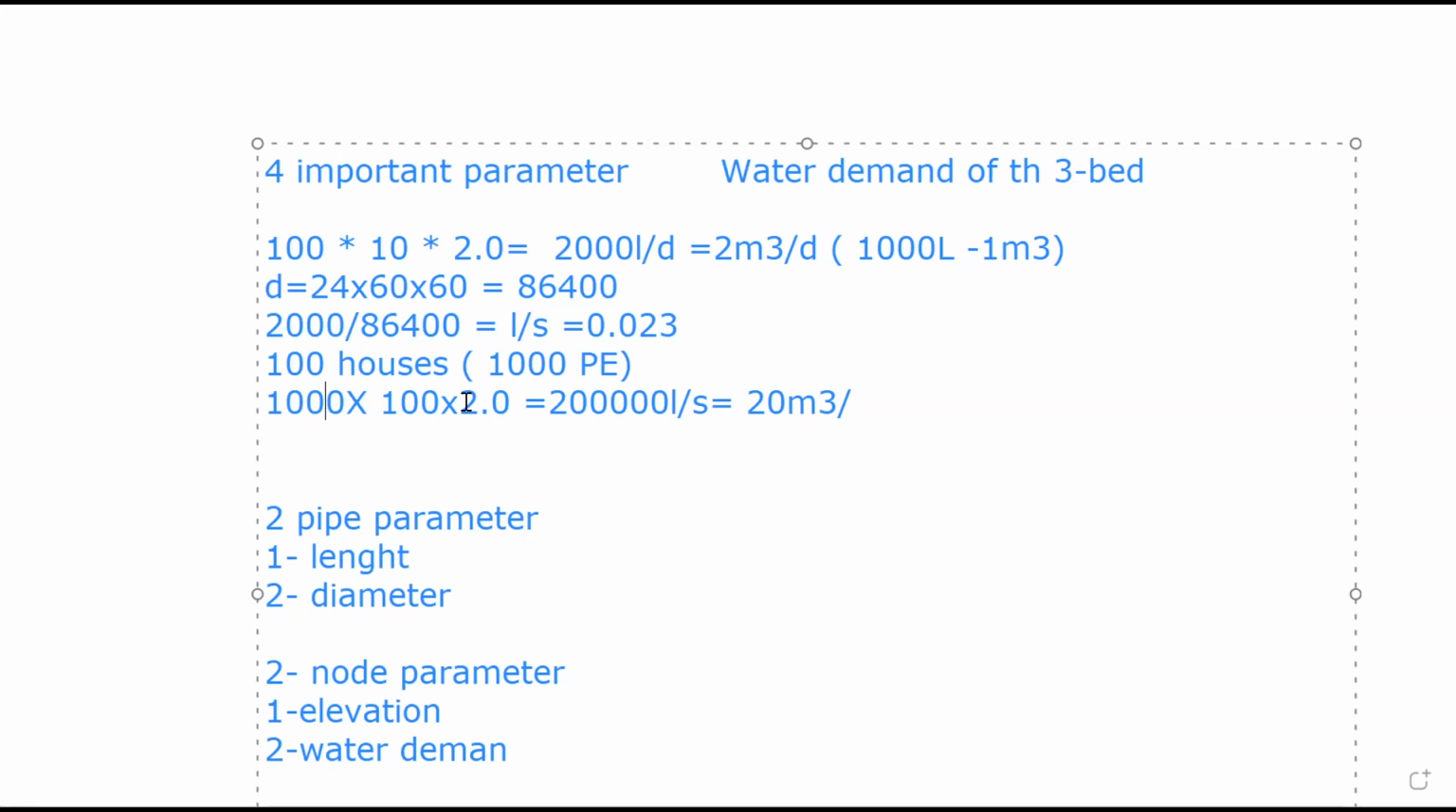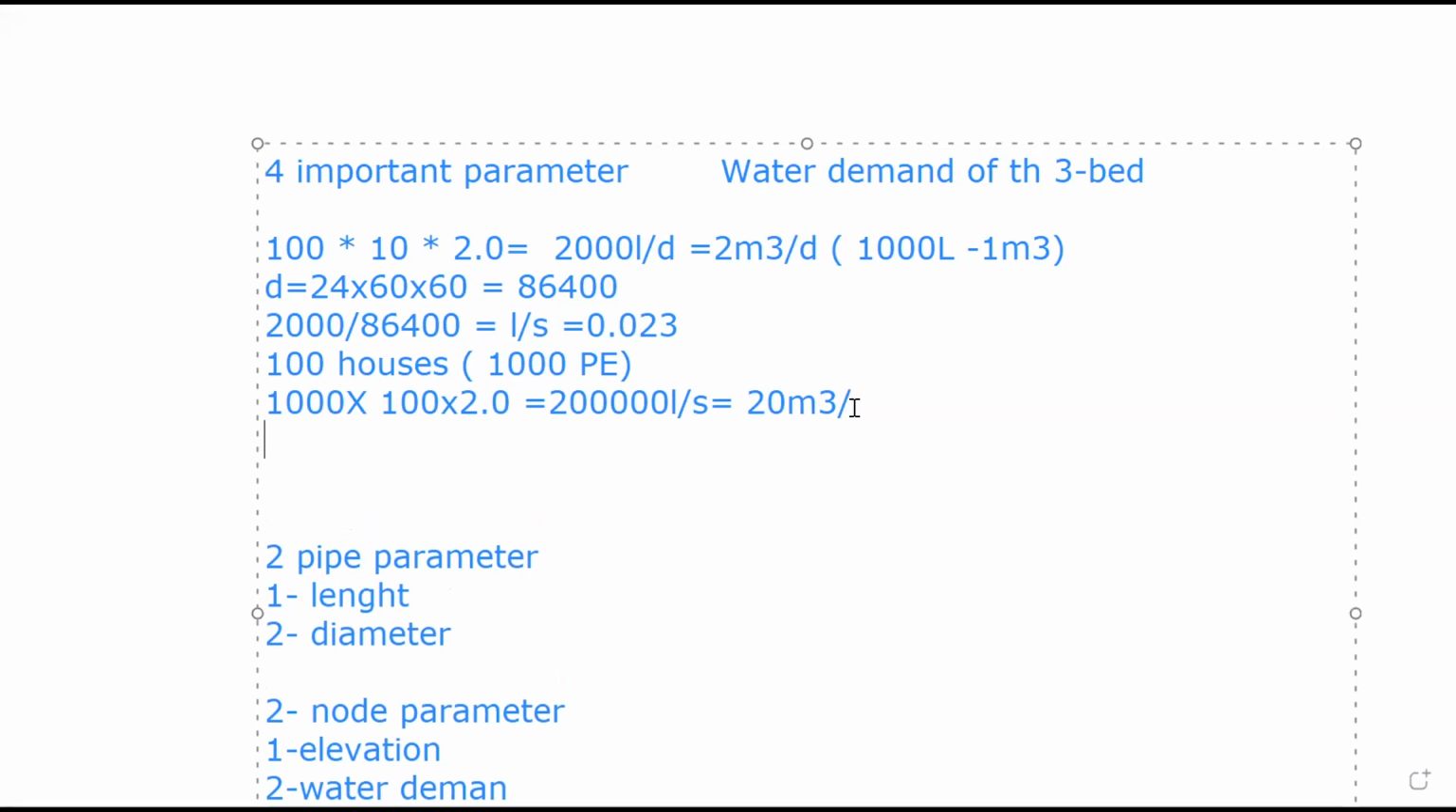But the thing here is that at the end of the day, you must get your answer in liters per second. So instead of killing myself with all these things, for the 100 houses, I'll simply say 100 houses times the demand of 1 house. And what will it give you? It will give you 2.3.